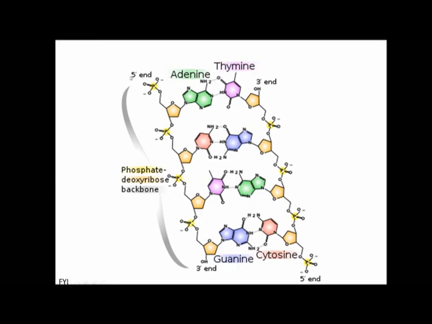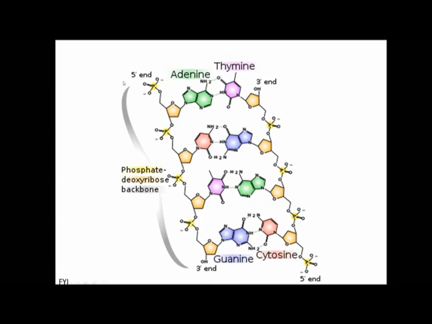You have your phosphate deoxyribose backbone. Goodness gracious. So this is just a sugar backbone with our bases in the middle, and they pair up in predictable fashions. Adenine with thymine, so A with T, and guanine with cytosine, G and C. And so we have 2 strands.